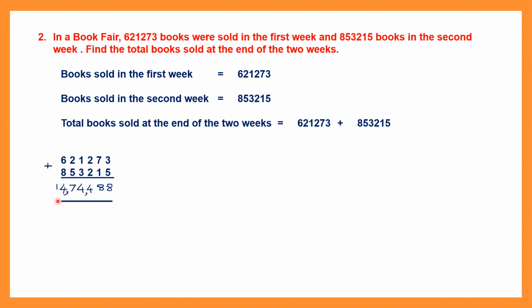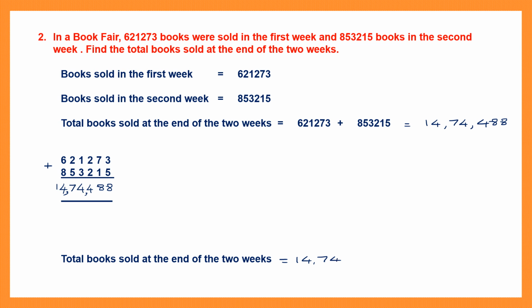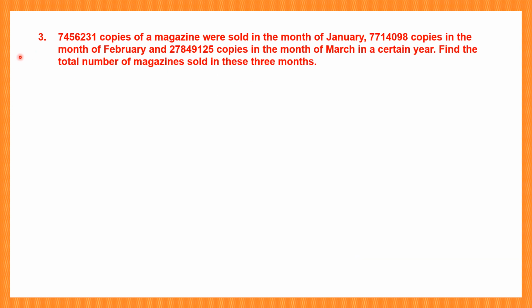Now let's read the number: 14 lakh 74,488. So let's write here. So that is 14 lakh 74,488. So let's write a final answer. Total books sold at the end of 2 weeks is this number, that is 14 lakh 74,488.